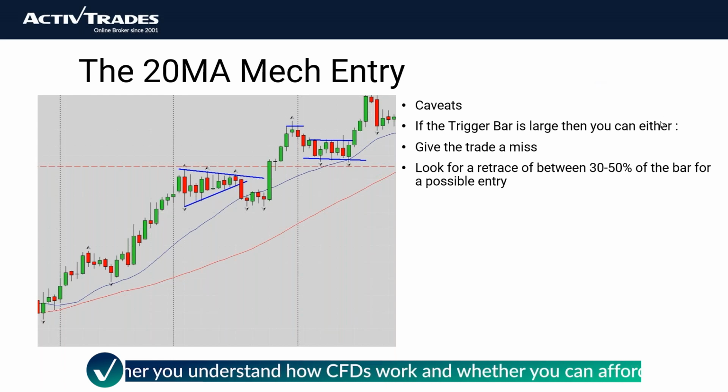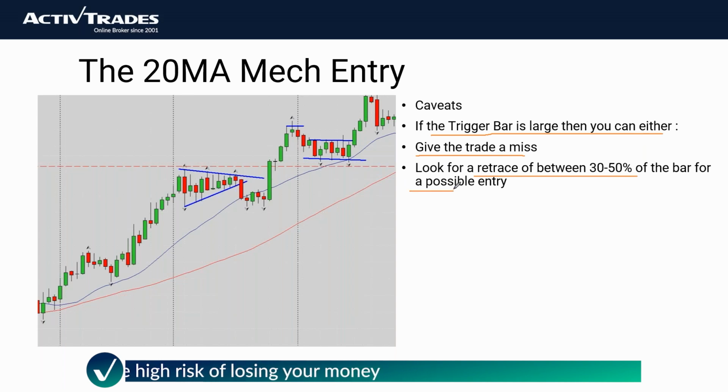So just a couple of caveats. I think we saw it on one of those pound against Aussie setups, namely if the trigger bar is large, then either give the trade a miss or look for a retrace of between 30 to 50% of that particular trigger bar. So this is probably a good example here.